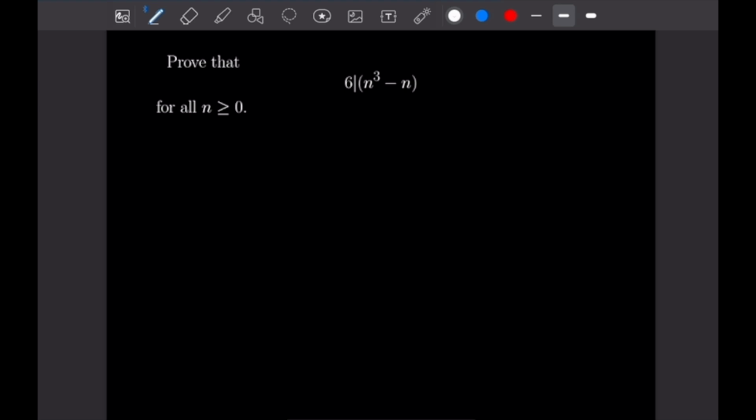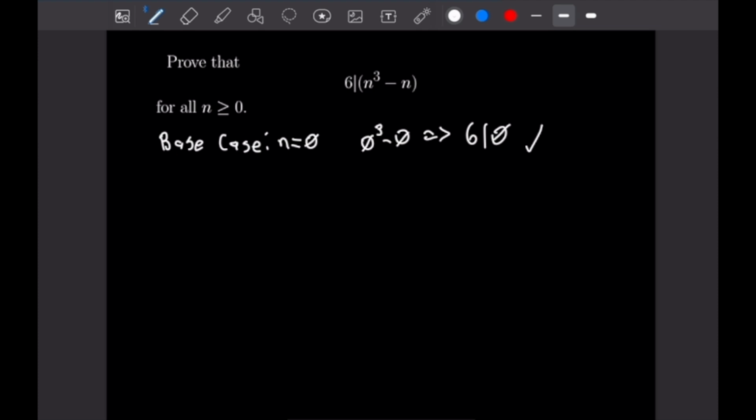So let's begin with our base case. Since we have n greater than or equal to 0, we'll just make 0 our base case. So let me write out that this is our base case, and that n is equal to 0. That will give us 0 cubed minus 0, which is, of course, 0. And in fact, 6 does divide 0, trivially so. So that confirms our base case.